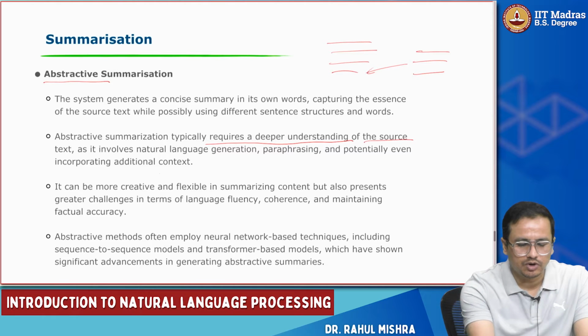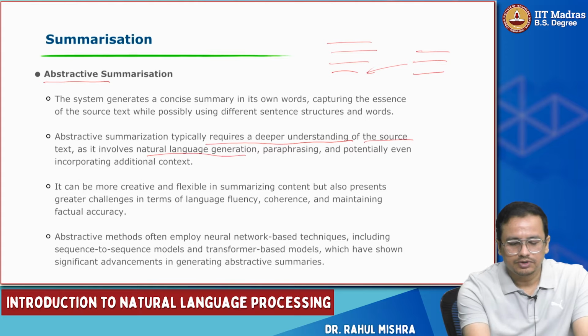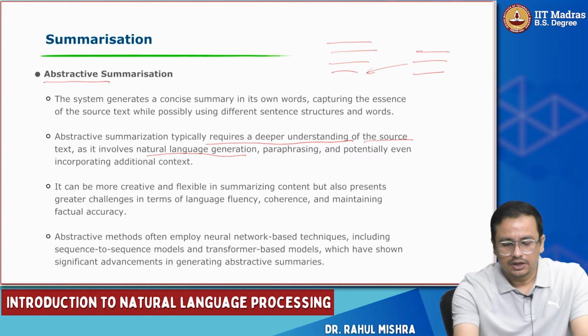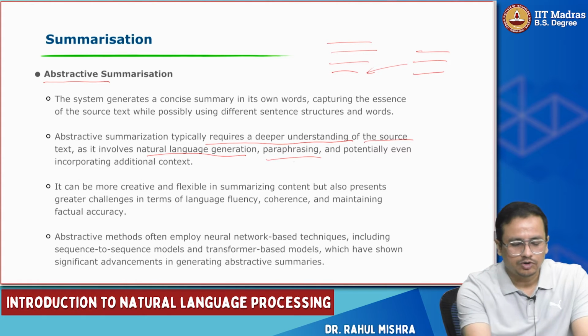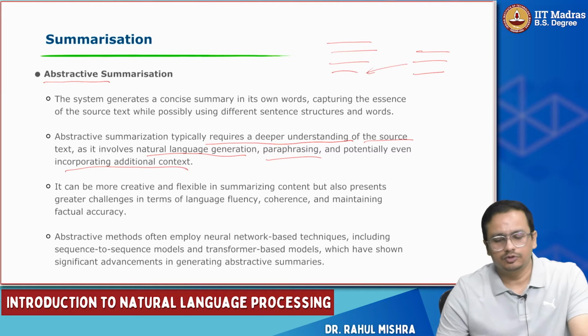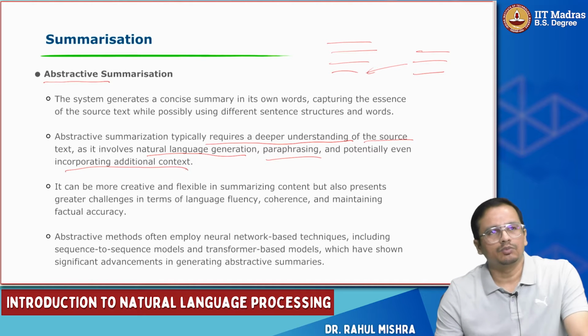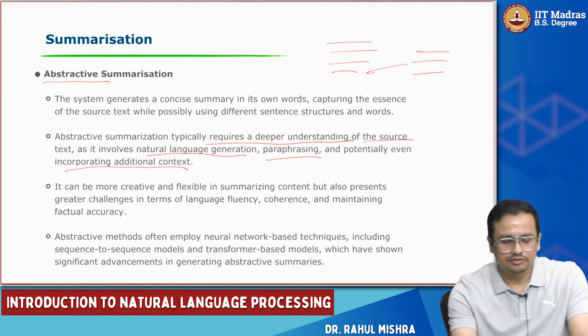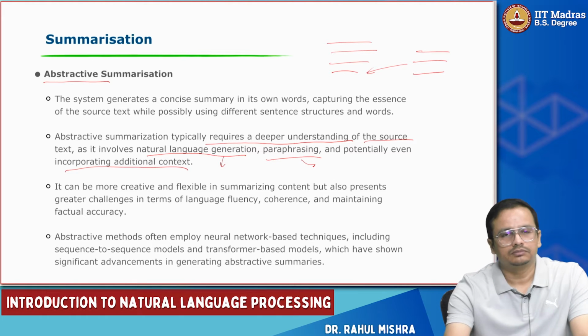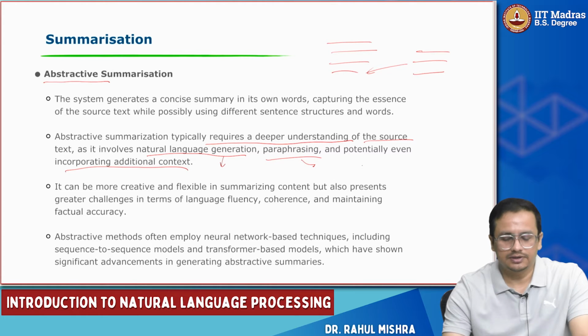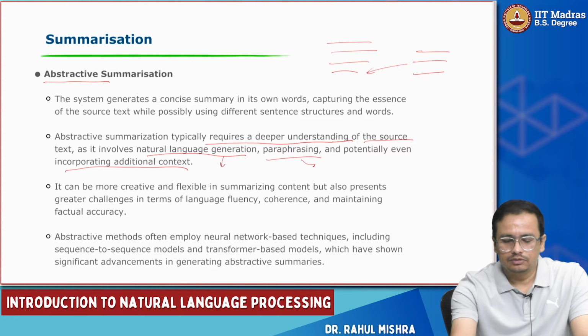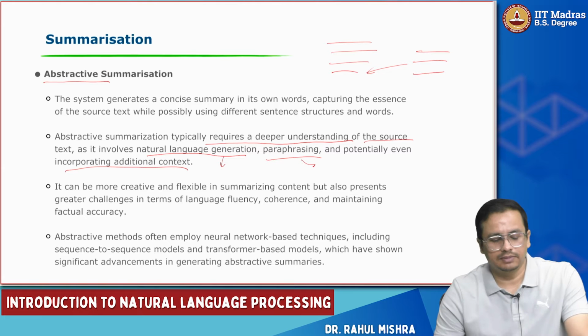It needs to know the context, and you should be good at language generation and paraphrasing, and potentially even incorporating additional context, right? So your model should be good at learning these things. It should be able to generate text super well, it should be able to paraphrase things, it should be able to add more context, maybe learning from other documents and so on, if it is multi-document summarization. Or the basic idea is just to comprehend the document better, right?